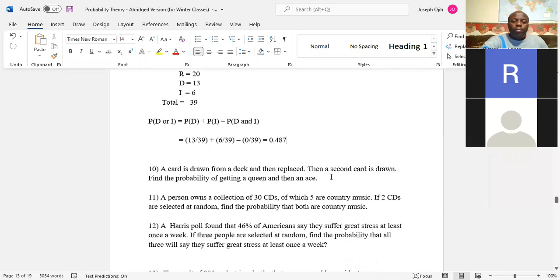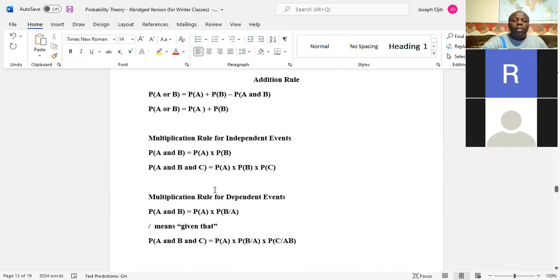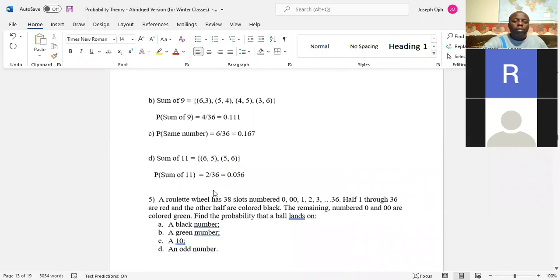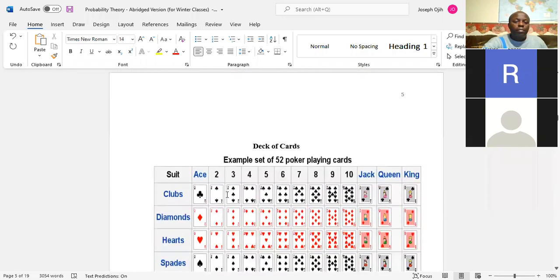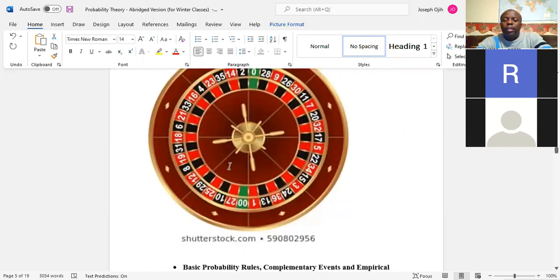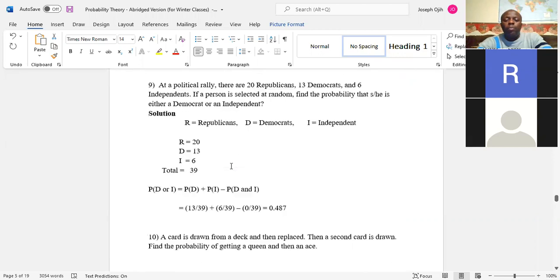Okay. All right, let's look at another example. It says here, a card is drawn from a deck and then replaced. Then the second card is drawn. Find the probability of getting a queen and then an ace. Okay. So let me bring this here so you can see what we have. I'm gonna copy this. So we're looking at it twice. So this kind of question, you like to look at the total sample space. So that will help you to answer the question properly.